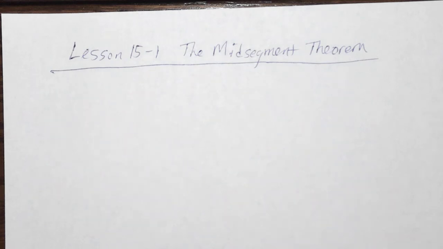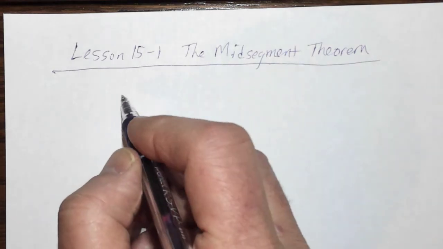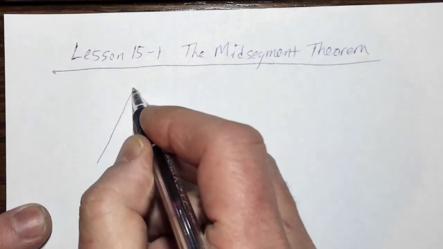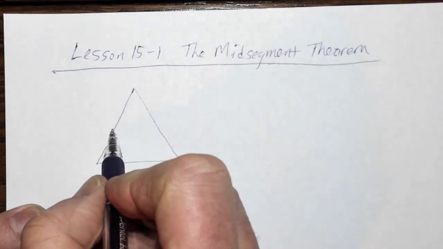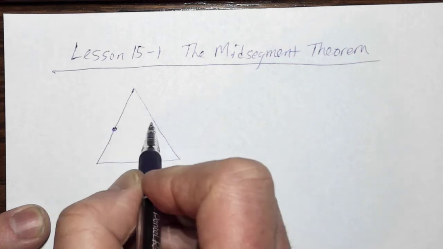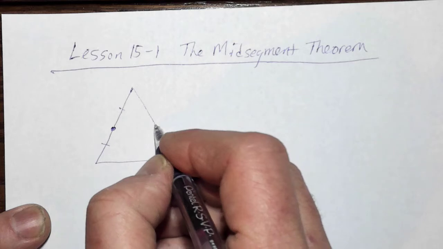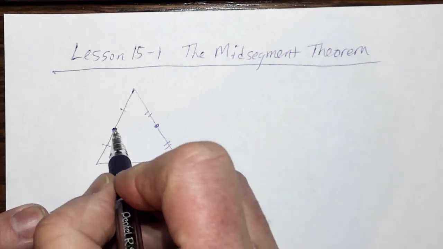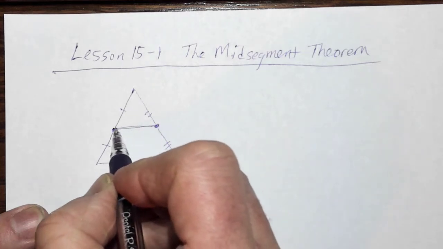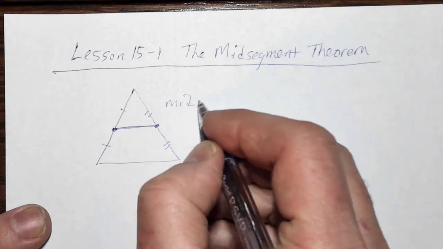Let's do our first lesson, lesson 15.1, called the mid-segment theorem. It's really relatively simple. If you have a triangle, any triangle, and you find the midpoints of each of two sides, so that this is equal to this, and this is equal to this, and we connect those two points, that line is said to be the mid-segment.